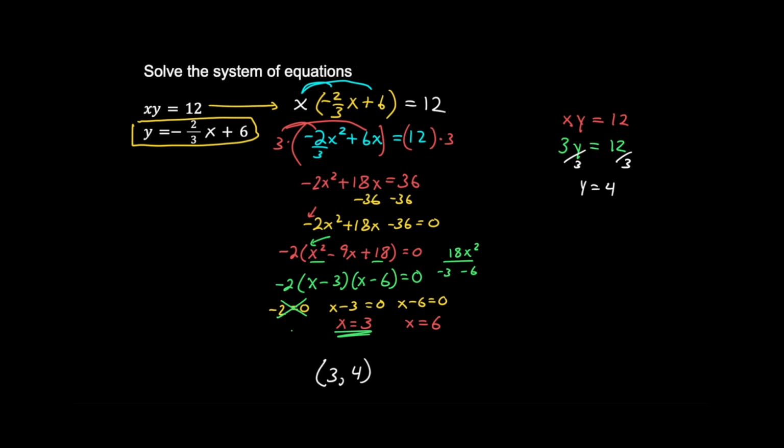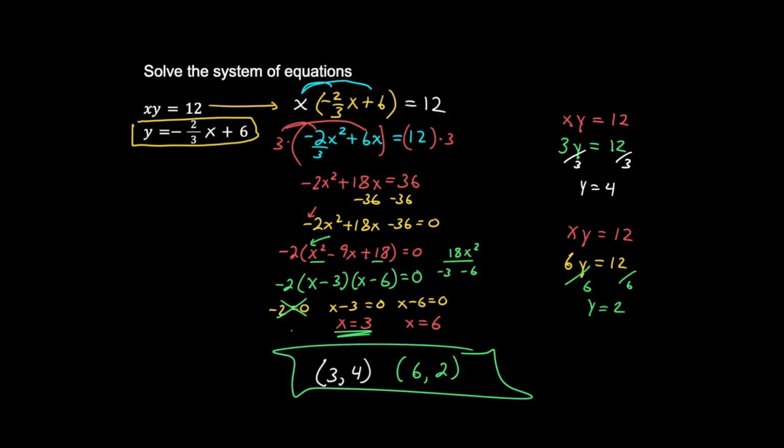My second x value is 6. So xy equals 12. I'm going to plug in my second x value of 6. So 6 times y equals 12. If I divide both sides by 6, I get that y is equal to 2. So my second ordered pair will be x of 6, and 2 is the y value. And there we go.